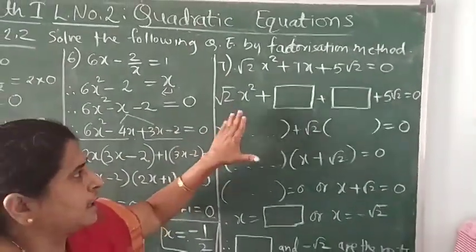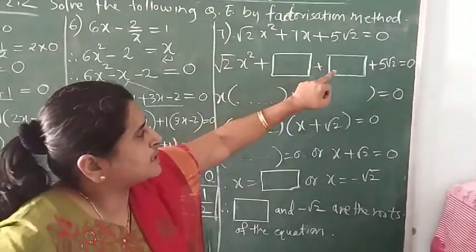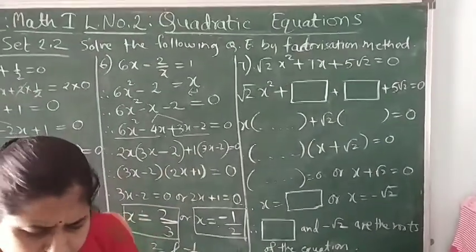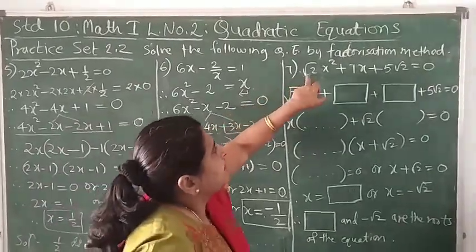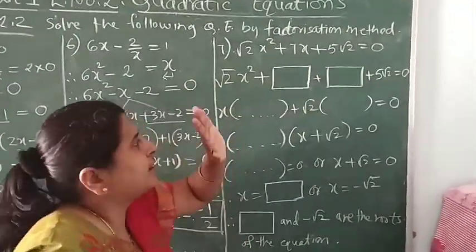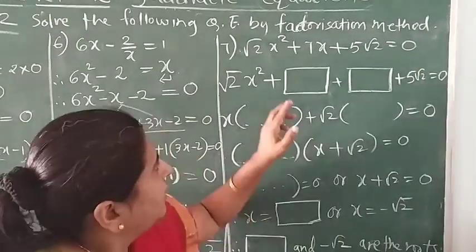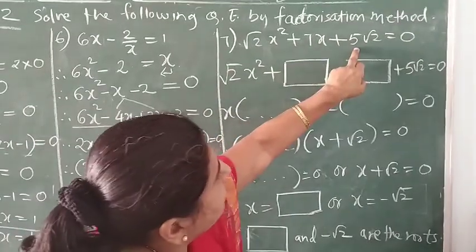Such a question can come on the board also, in activity form. Each box, if you fill it correctly, you will get half a mark. Okay, so how to solve this? Though here you can see irrational numbers, students, don't get afraid, don't get scared. We have to follow the same method. We will multiply the values of a and c to get its factors.